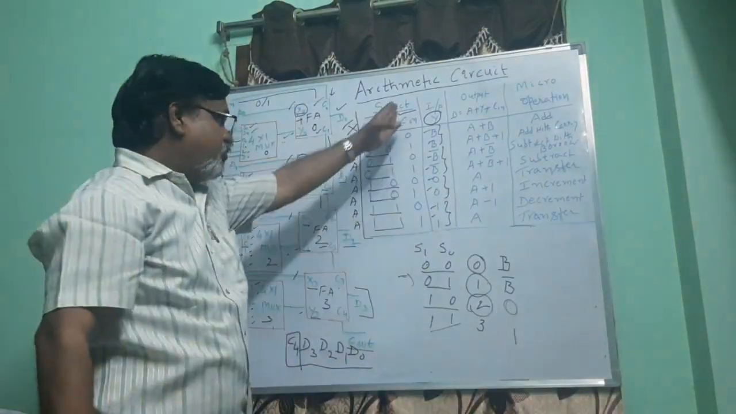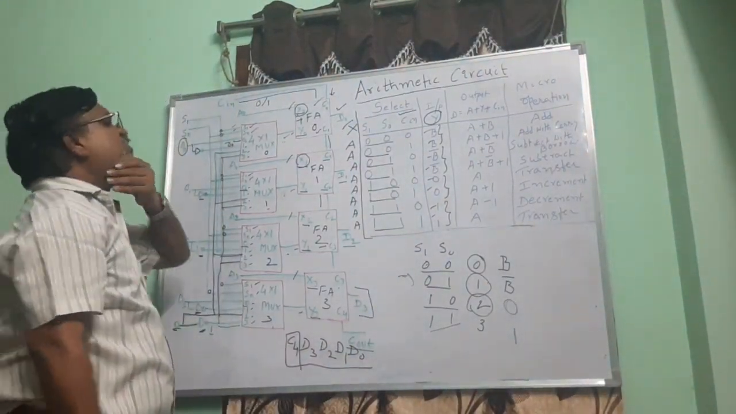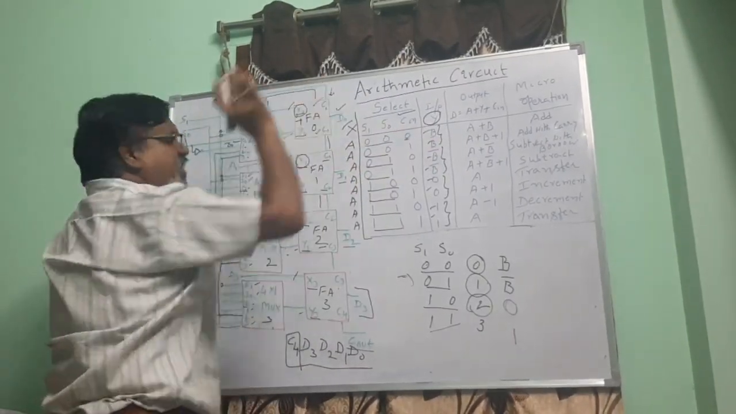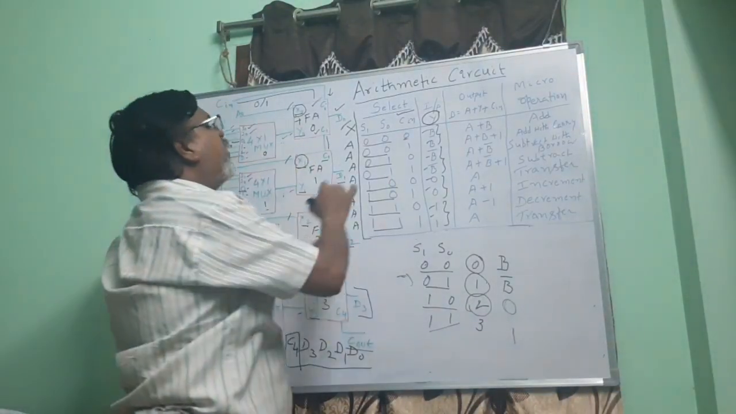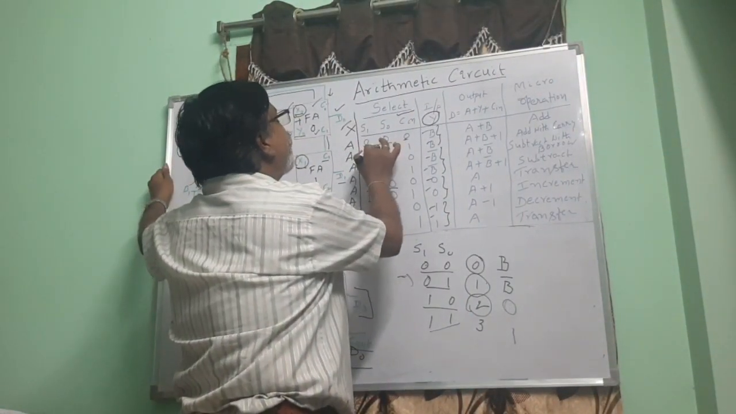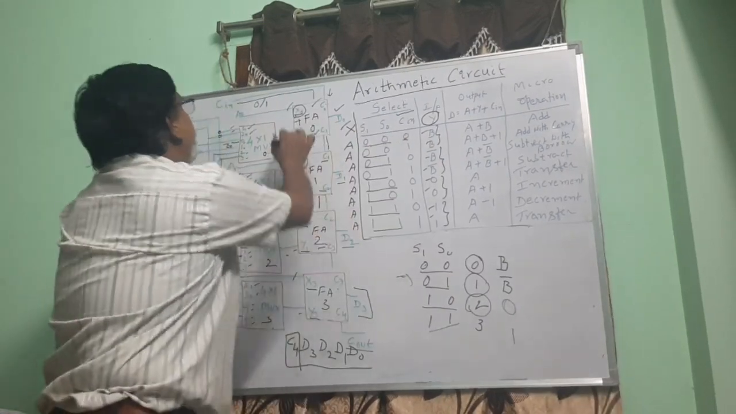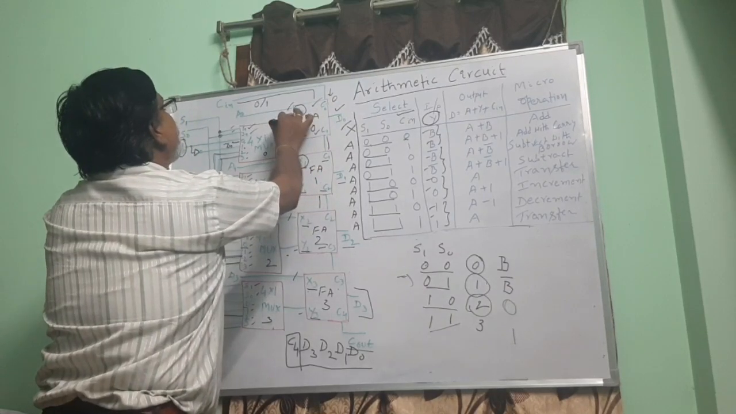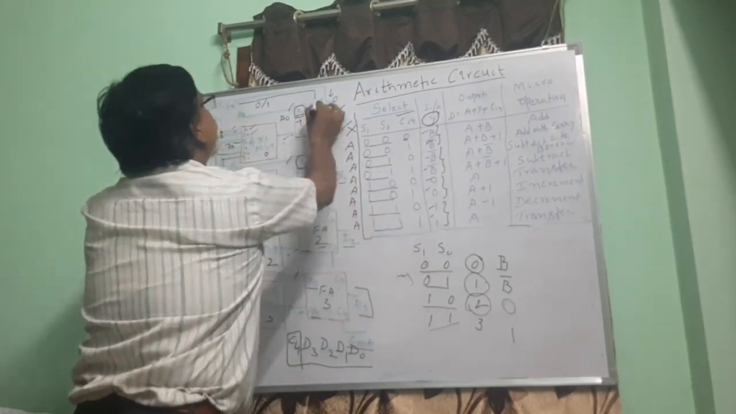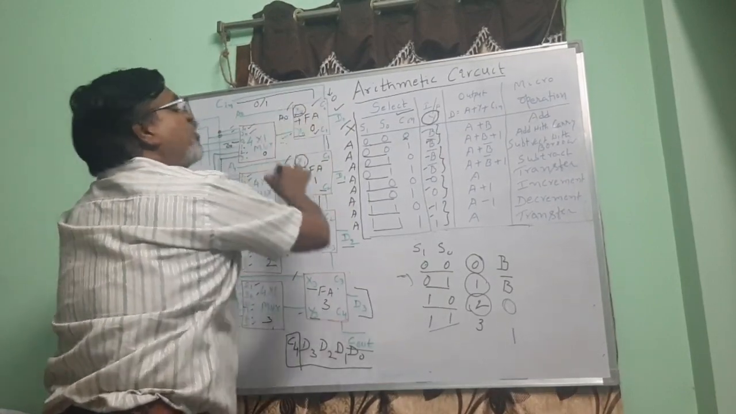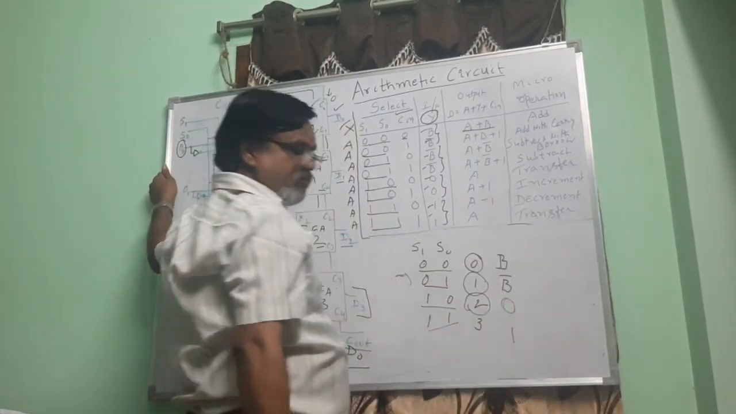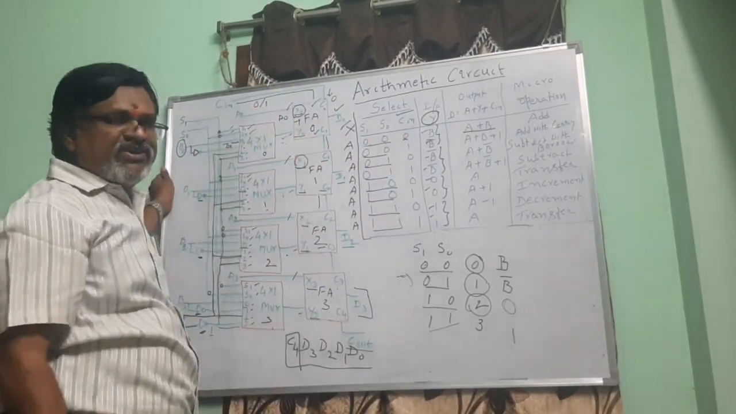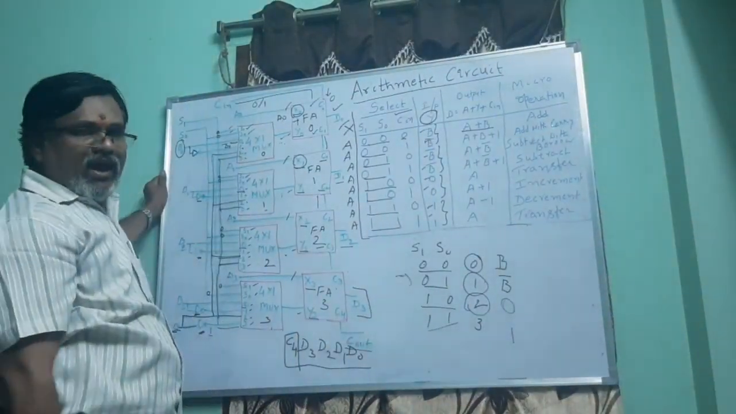Now let's look at C in. First we pass C in as 0. When these two are 0 0 and Cn is 0, X0 is A0 and Y0 is B0. So 0 plus A0 plus B0 means A plus B. When Cn is 0, it simply performs addition.